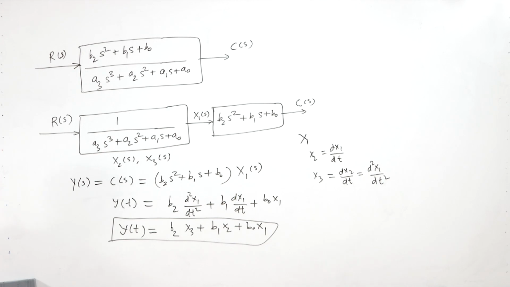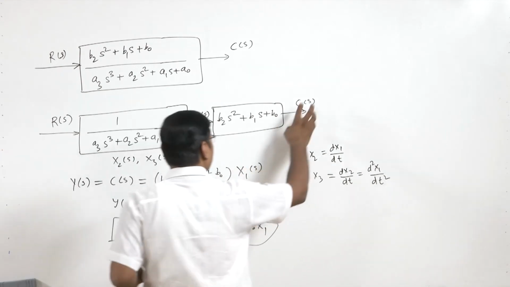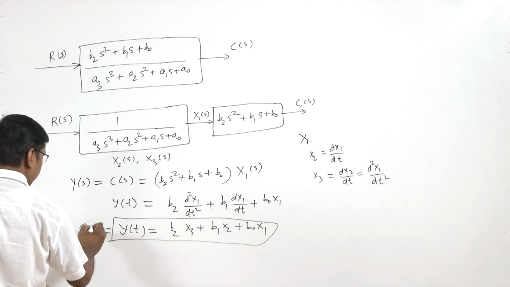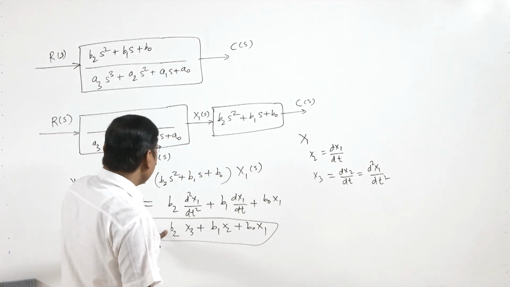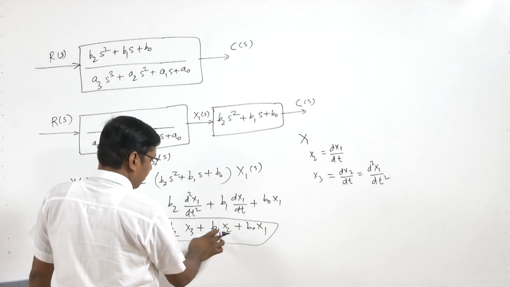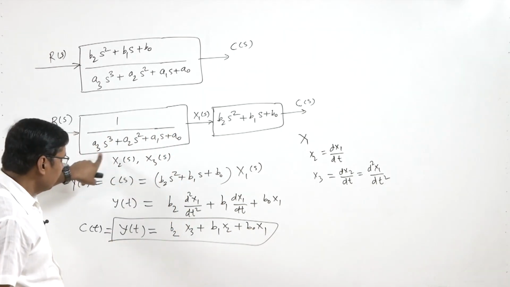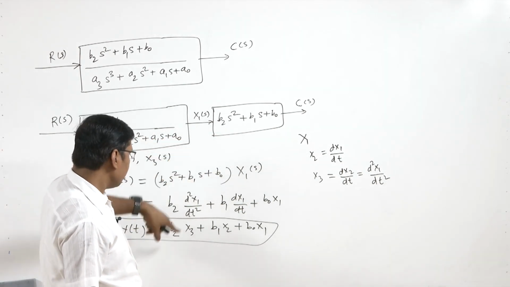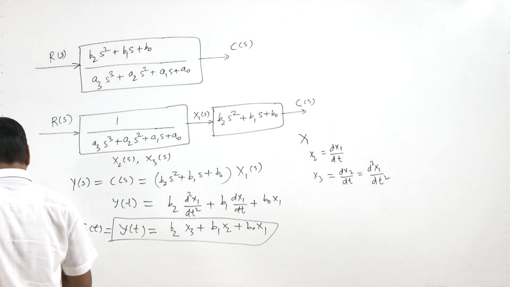So we can see that the final output, this is C(s), or we can say also C(t), is only collecting the state variables that were already defined in this first part. So here b2 x3 plus b1 x2 plus b0 x1. So now let's take one example.